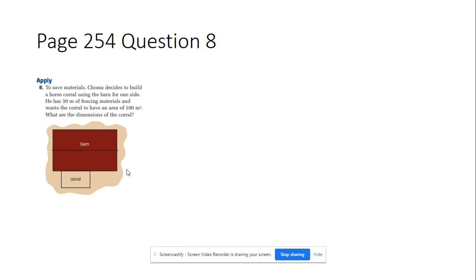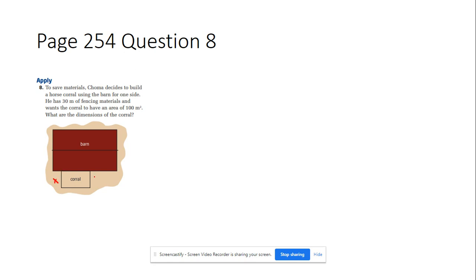Okay, page 254. So this is in the quadratic formula section now. To save materials, Choma decides to build a horse corral using the barn for one side. He has 30 meters of fencing and wants the corral to have an area of 100. What are the dimensions of the corral? So the thing is, this seems very similar to some of the other questions we're doing in the max-min section of chapter 3, but in that unit we're asking you to maximize an area, but in this case, they're not asking you to maximize the area, they're asking what the dimensions are.